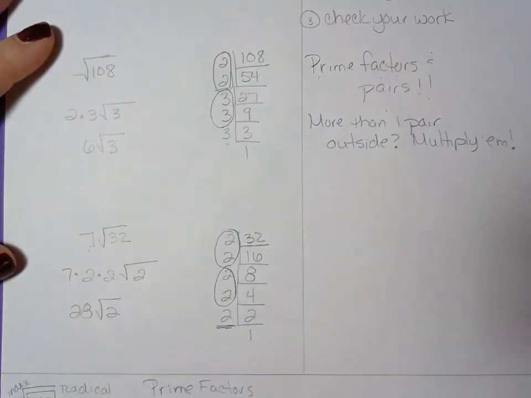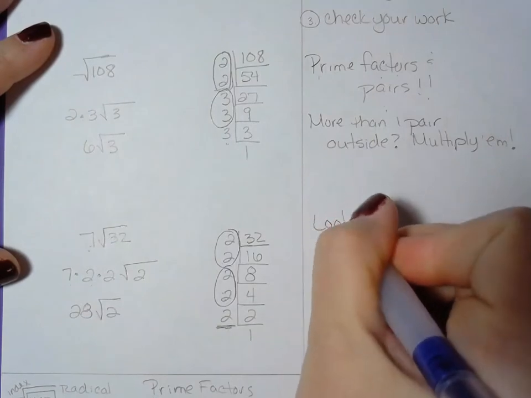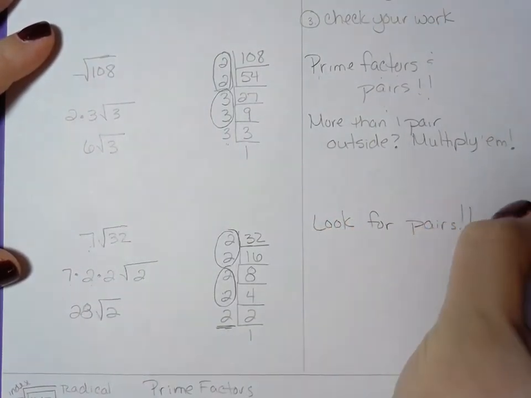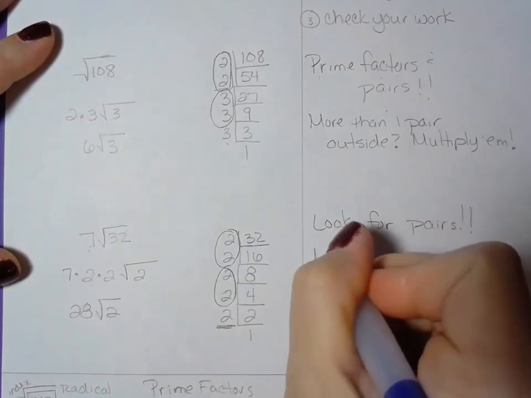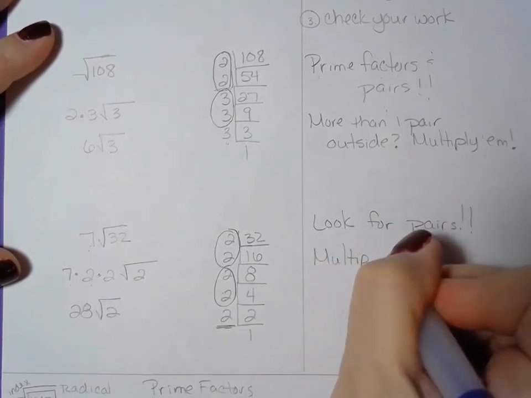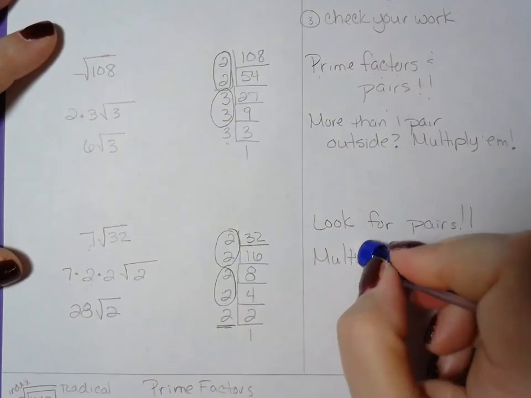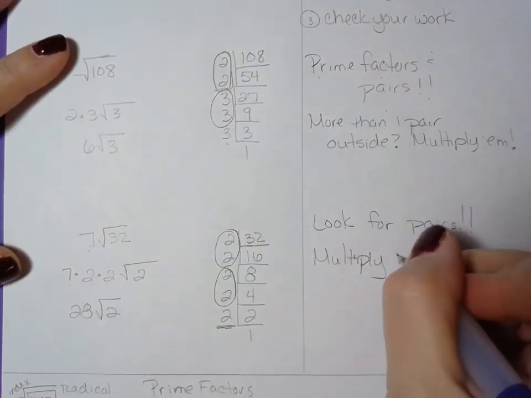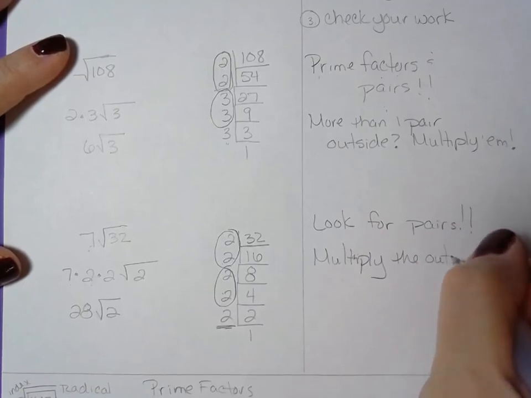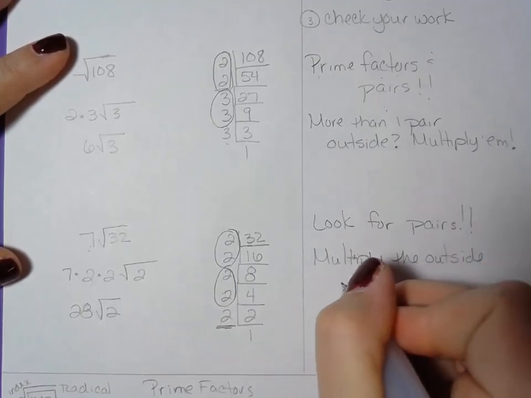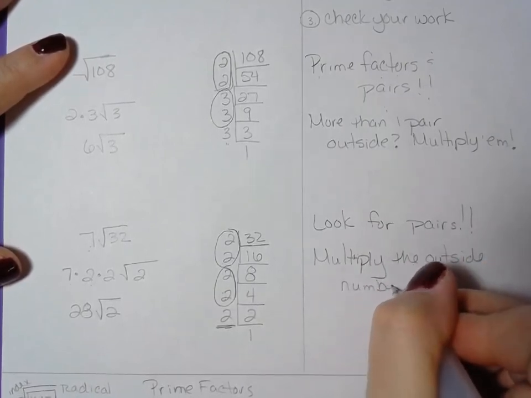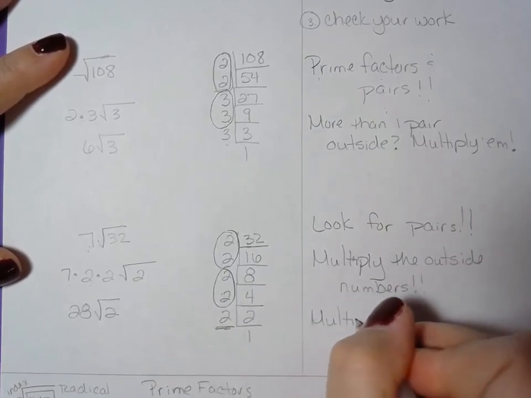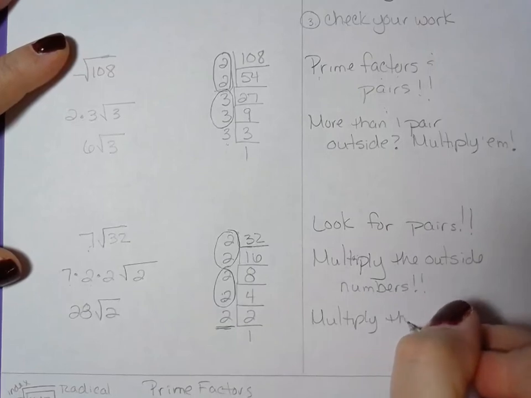So look for pairs. Multiply the outside numbers. Multiply the inside numbers.